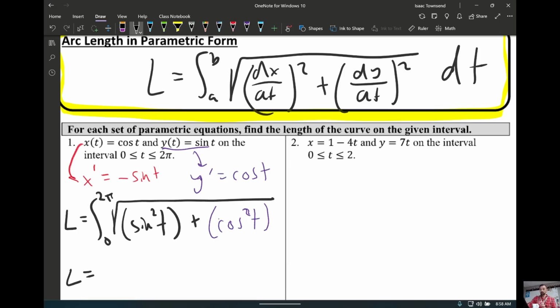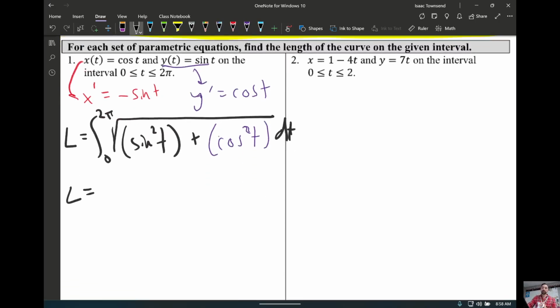And then, of course, this is dt, which is good. So the integration can be more or less complicated, but that's the setup. You can take the derivative of x of t with respect to t, the derivative of y of t with respect to t, plug it in the formula, then you are on your way.